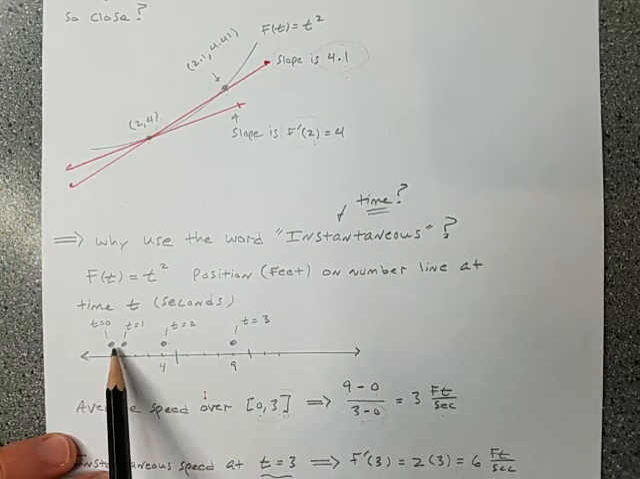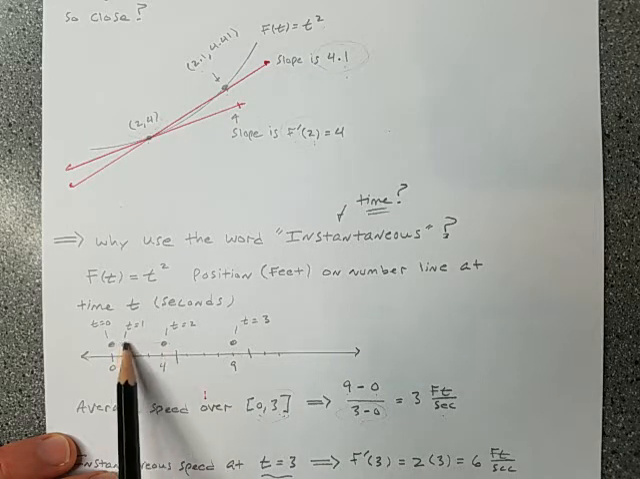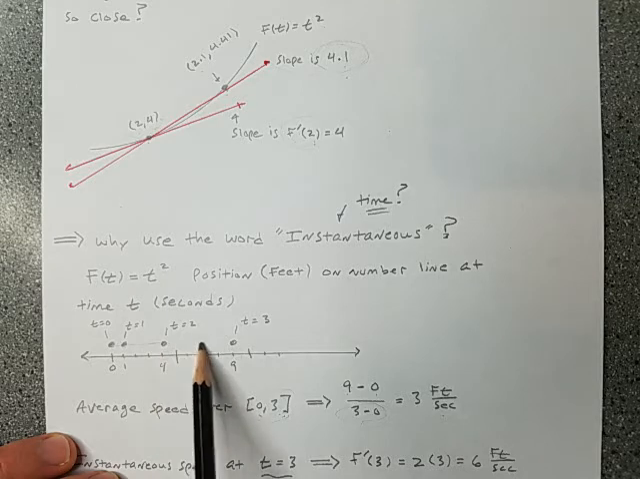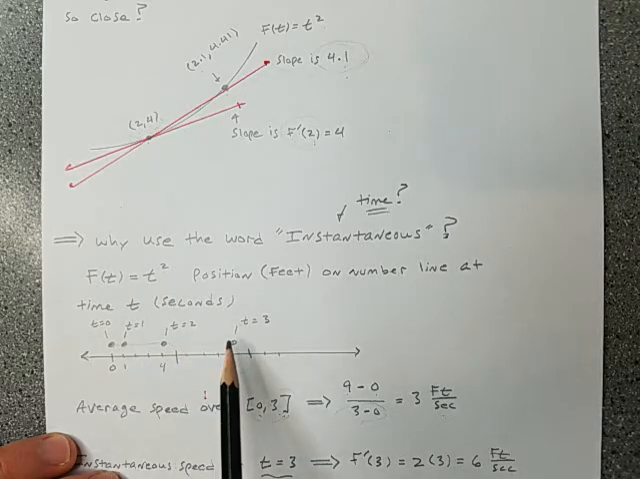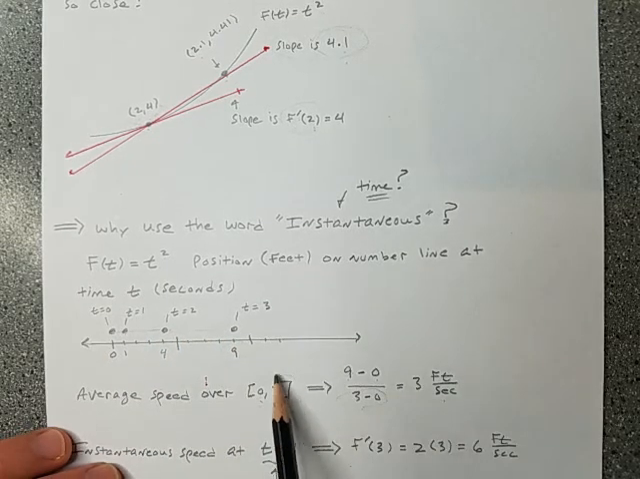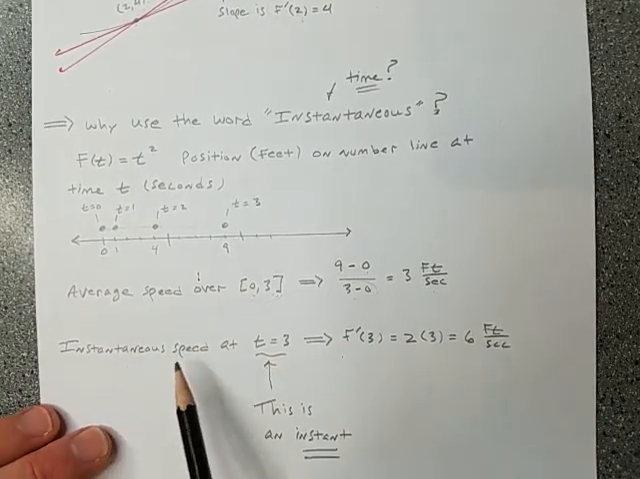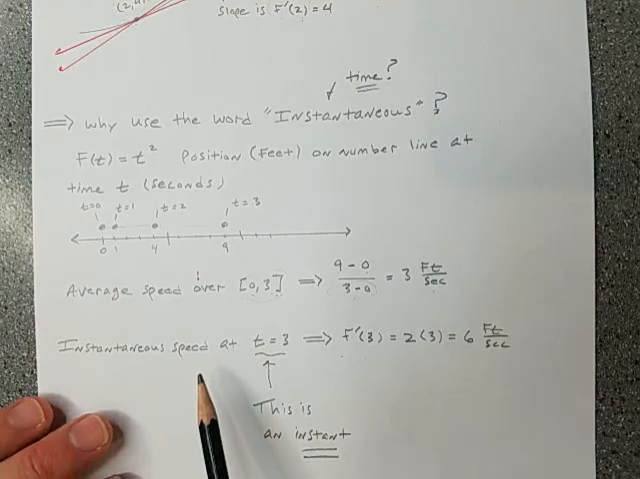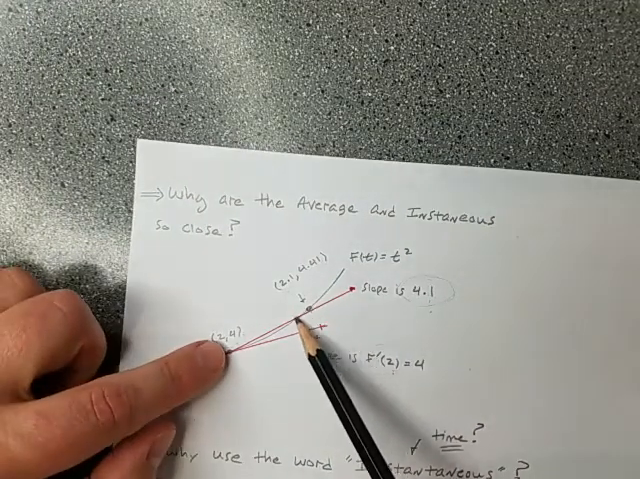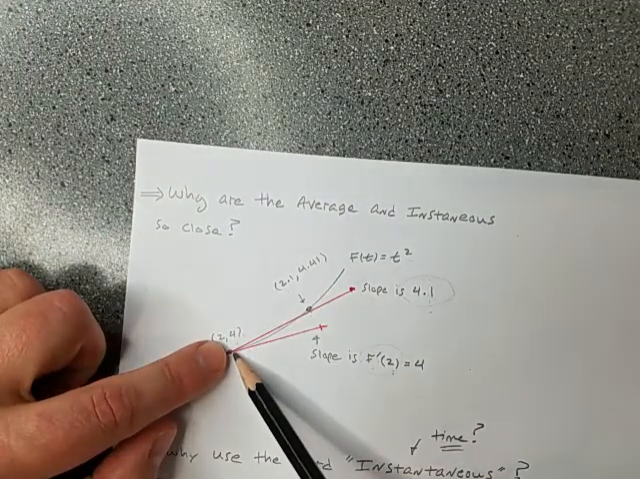Look, here you're moving kind of slow. 1 foot in 1 second. Then 3 feet in 1 second. And then 5 feet in 1 second. This thing's speeding up as it moves. Across that time interval, this is just an average. The instantaneous speed shrinks that time interval to almost 0. That's how we get an instant.